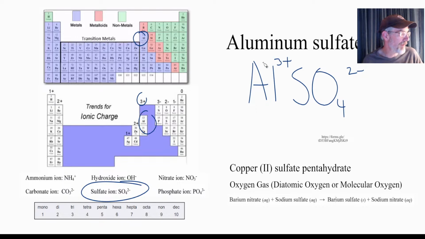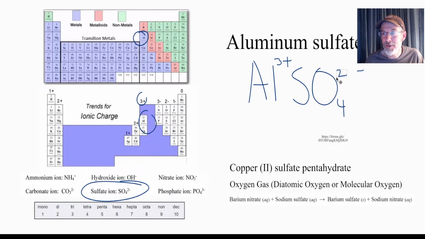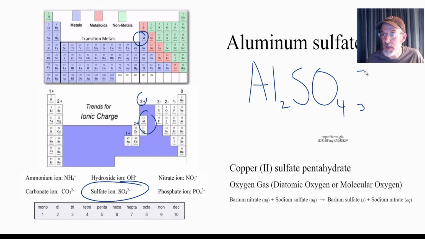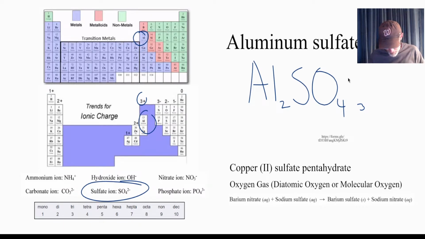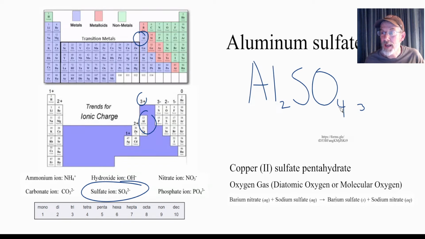So I'll show you my favorite trick. It's called the crisscross method. You take the 2, you move it down here. The 3, you move it over here. Get rid of these charges. Because we have 3 of these sulfates, we can't have 4 and 3 next to each other. We want to put parentheses because we have 3 of these. That's the formula for aluminum sulfate. And Angie got that there.